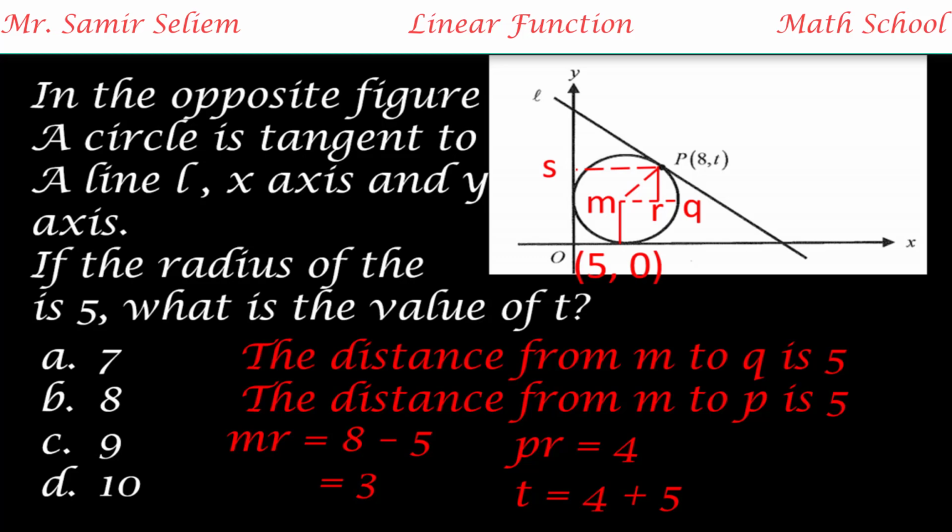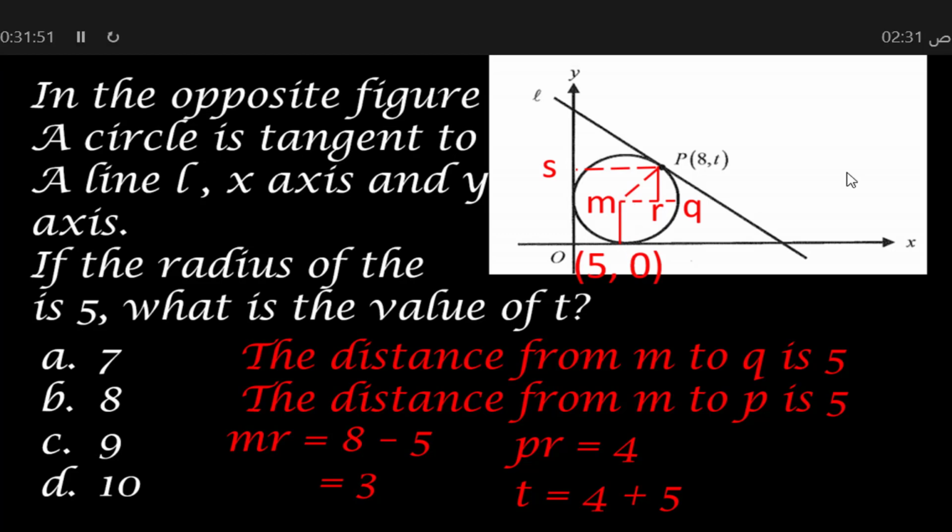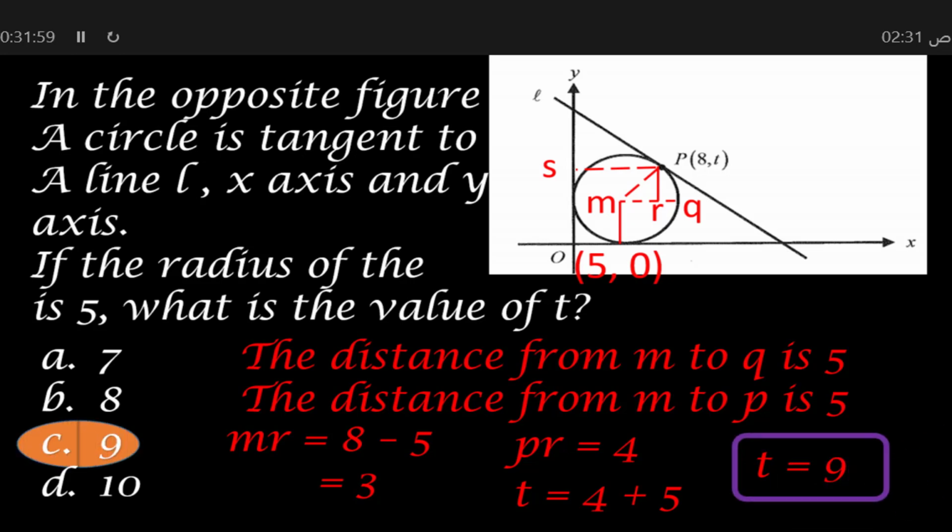So t equals 4 plus 5. Why 5? Because you have here the point 5 comma 0. This line segment is equal to 5 because it's a radius of the circle. So t equals 9. So the answer option is C.